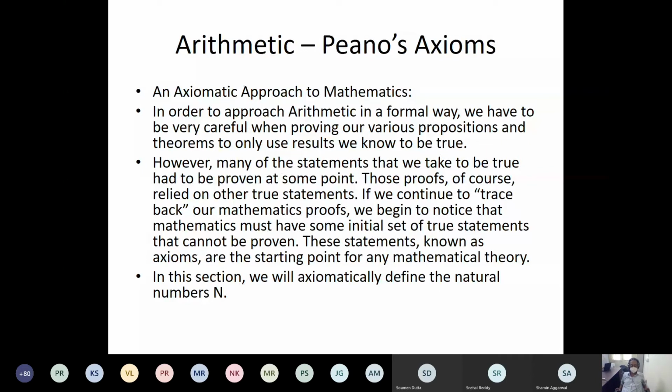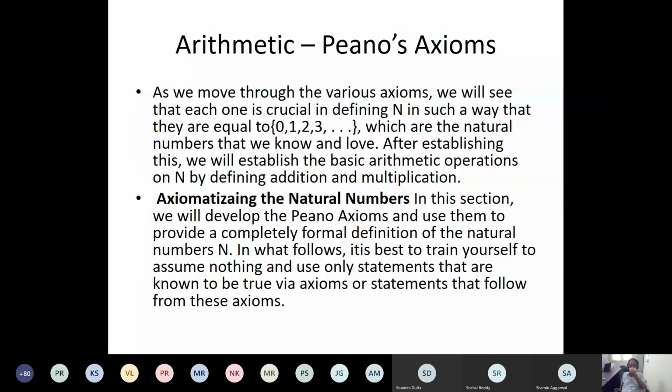In this section, we will axiomatically define the natural numbers N. As we move through the various axioms, we will see that each one is crucial in defining N. You cannot drop any of them. That means it is a sort of a minimal set. If you drop any of them, you will get stuck. So in such a way that they are equal to the set of natural numbers, and as I said, we will take the set to be starting from 0. So 0, 1, 2, 3, etc., which are the natural numbers that we know and love.